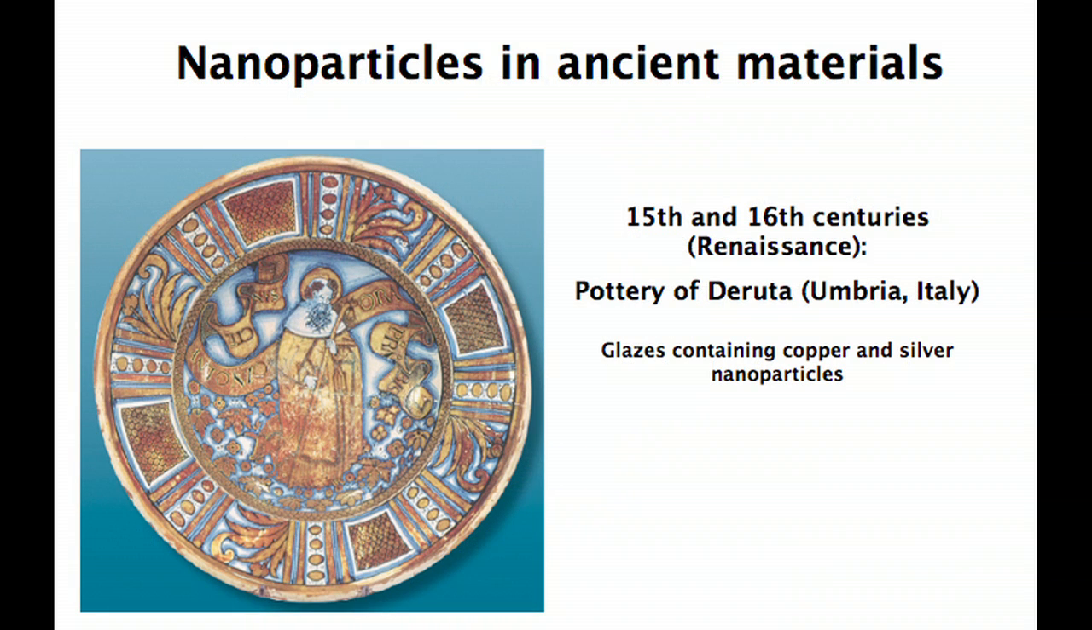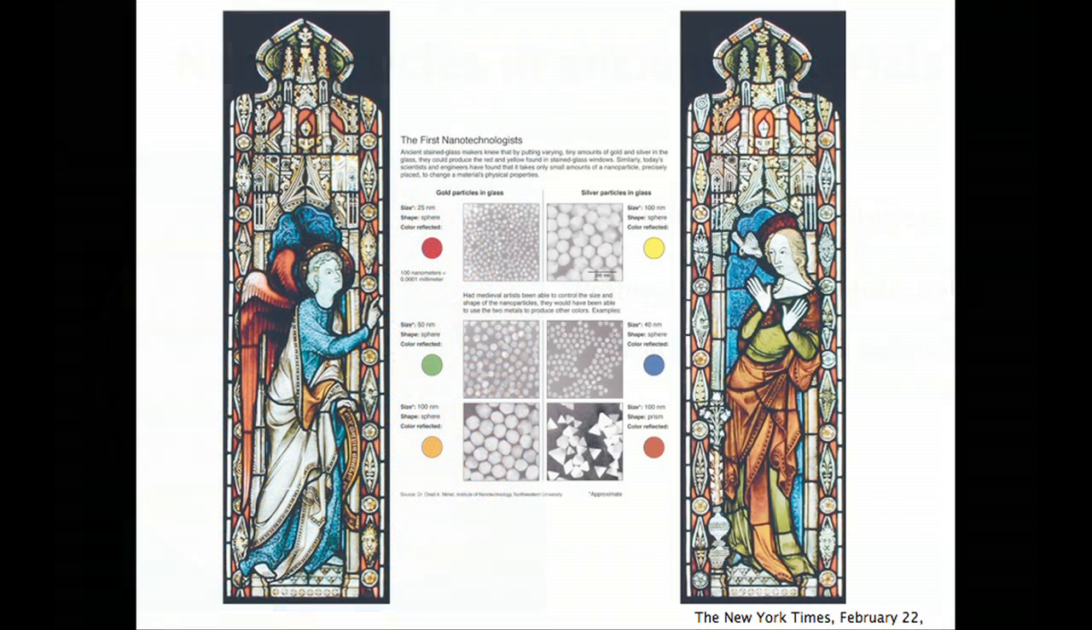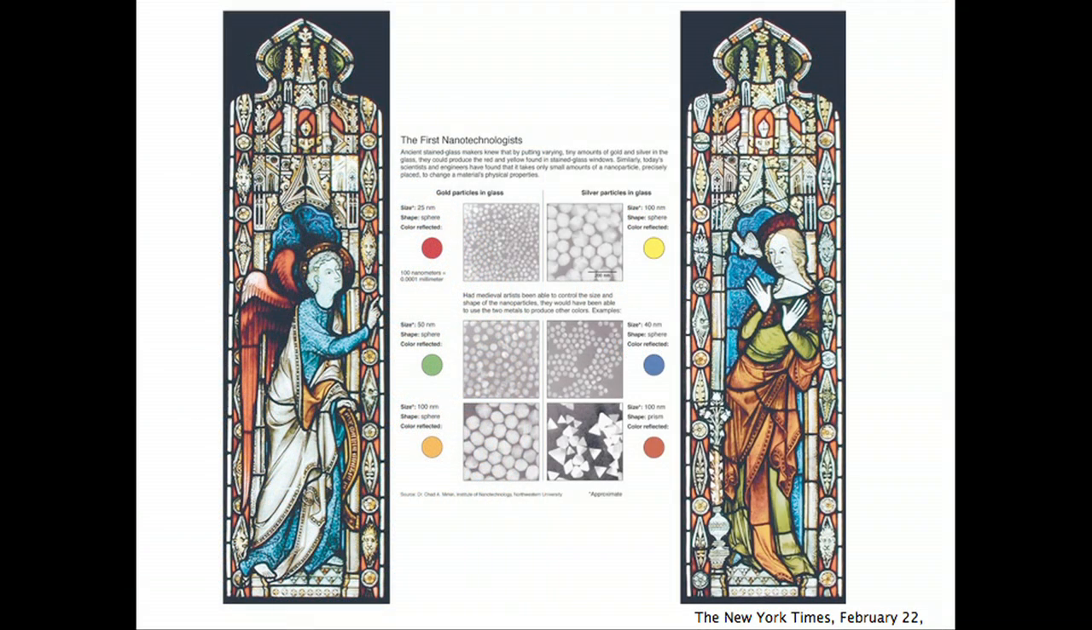In the 15th and 16th century, pottery glazes in Italy, this is in Umbria, contained copper and silver nanoparticles. And this beautiful coloration here is not due to chemical type glazes, it's due to these nanoparticles. You also find this type of effect in stained glass. Depending on the type of nanoparticle and its size, you can generate a whole host of colors. And it gives the stained glass this marvelous quality that can't be achieved using regular pigments.